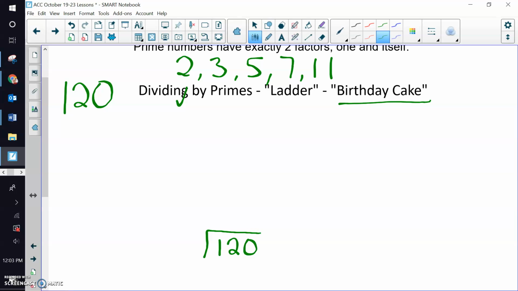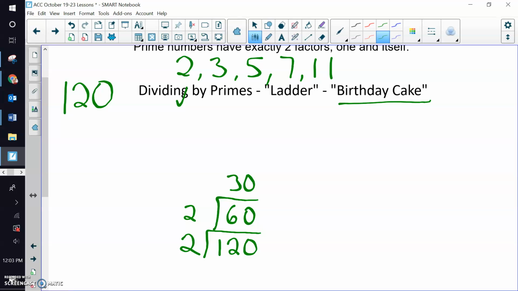So 120 is even. We can divide by 2, and we simply follow a division process. 120 divided by 2 is 60, and let's divide again. Let's build our layers of cake. See, isn't that fun? That makes me hungry. Okay, 60. Can we divide 60 by 2? Yes. It's also an even number, so we can divide by 2, and we get 30.